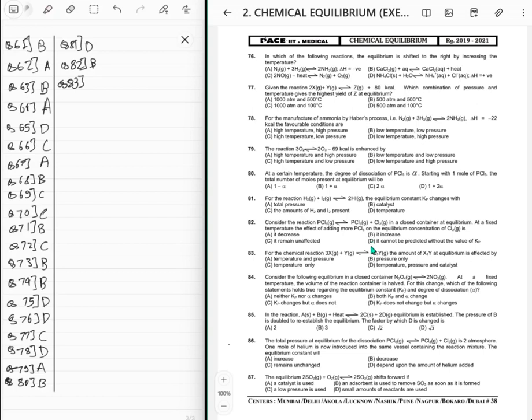For the chemical reaction, the amount of X3Y at equilibrium is affected by the pressure, and it's affected by temperature. Just that. Not catalyst, because at equilibrium, no. So, A.